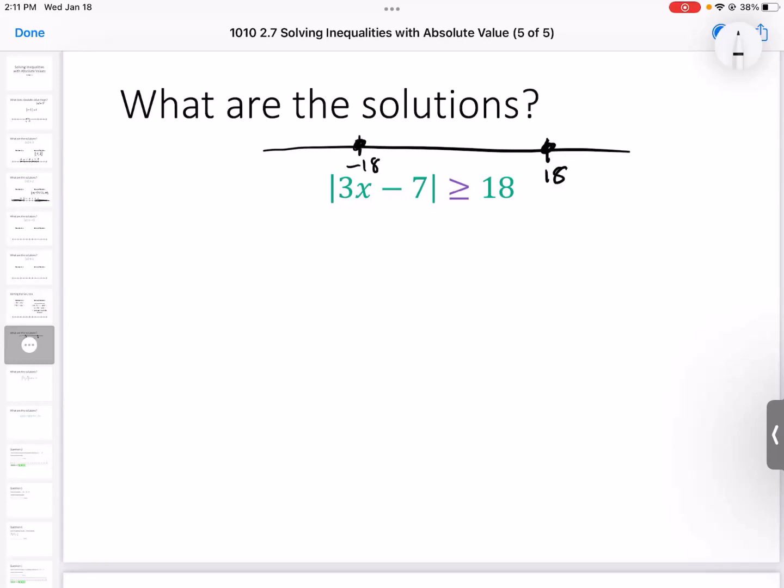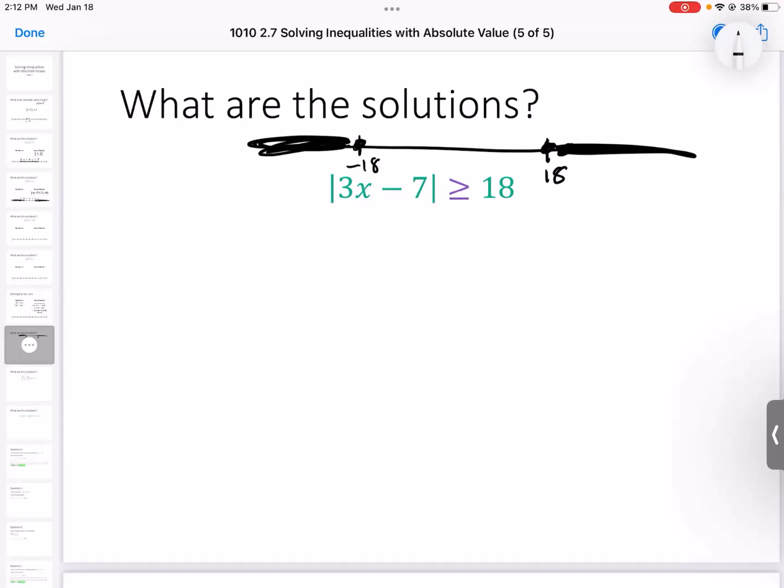Because the absolute value of, let's say, 19, would make this true. So 19 has to be a solution, and so would 20 and 100 and a billion, any number in this direction, if you put it into the absolute value part, would make this true. And that's because it's a greater than symbol. So I'm going to have these two sections of my number line that would give me solutions if this was just a single X in here. Like if this was the absolute value of X is greater than or equal to 18, that would be my solution. But I need to know what 3X minus 7 in those ranges would be.